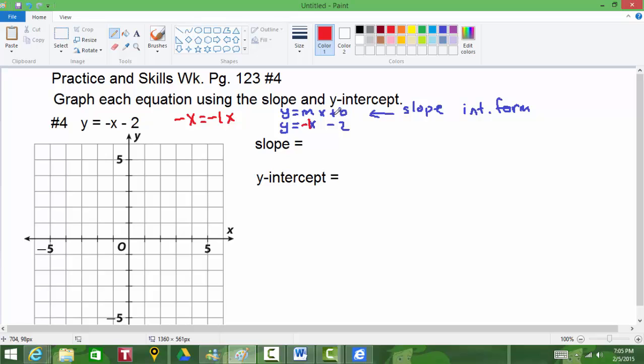Okay, and then here in our slope-intercept form we have an addition sign. We need to change this minus to an addition sign. We're going to do that by changing it to add the opposite of 2, which is a negative 2.